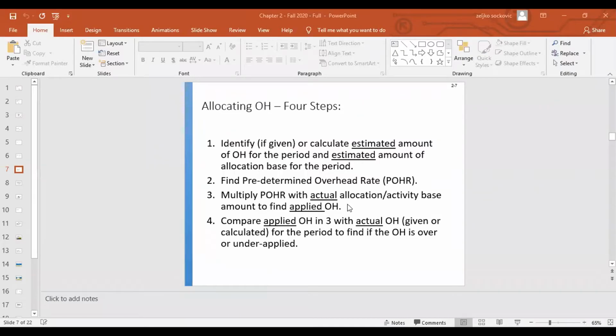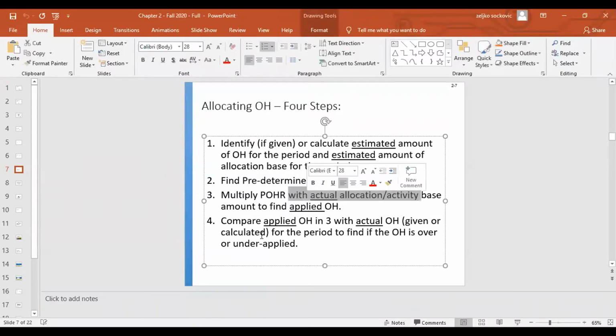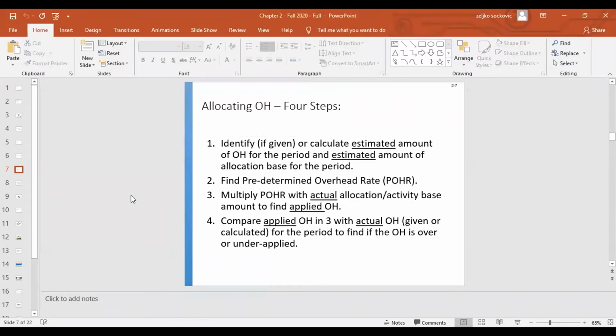Well, in that case, you will now look for what? You will look for the actual allocation activity base, actual allocation base, right? Here you had an estimated amount of allocation base, but here you will have the actual amount of allocation base. So somebody asked earlier, and you will multiply that actual allocation base by POHR.